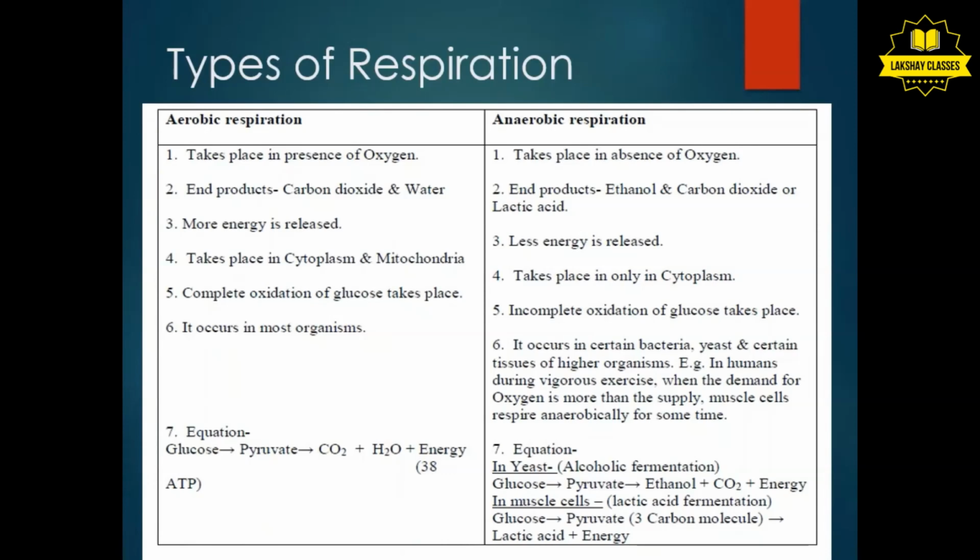So the equation for the breakdown of glucose in yeast is: glucose converted into pyruvate, and pyruvate gets converted into ethanol, carbon dioxide and very little energy. In muscle cells, glucose gets broken down into pyruvate, and pyruvate gets broken down into lactic acid and energy. The energy currency is basically ATP, that is, adenosine triphosphate.